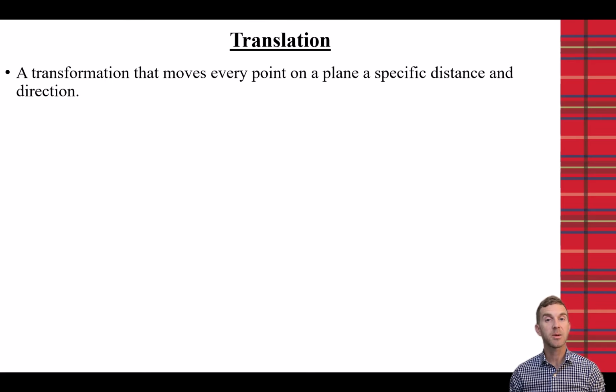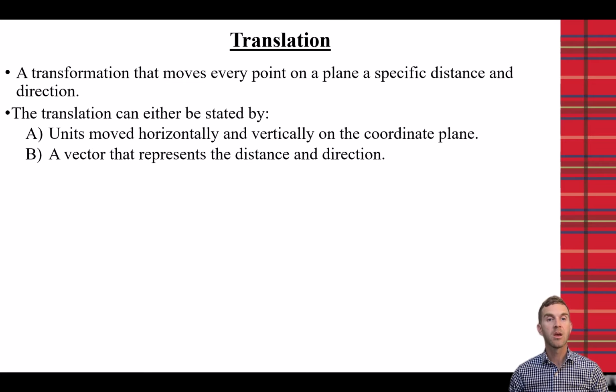And that's important to recognize about transformations. It actually occurs to everything on the plane, but we often represent them by specific objects that have that transformation occurring. So we will look at the translation either by units being moved horizontally and vertically on the coordinate plane or by a vector that has the distance and direction for which the translation occurs.